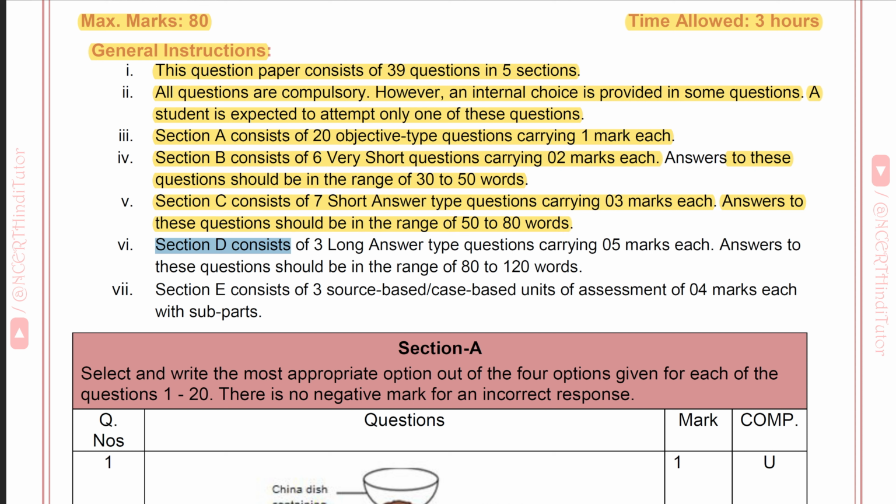Section D consists of 3 long answer type questions carrying 5 marks each. Answer to these questions should be in the range of 80 to 120 words. Section E consists of 3 source-based, case-based units of assessment of 4 marks each with subparts.